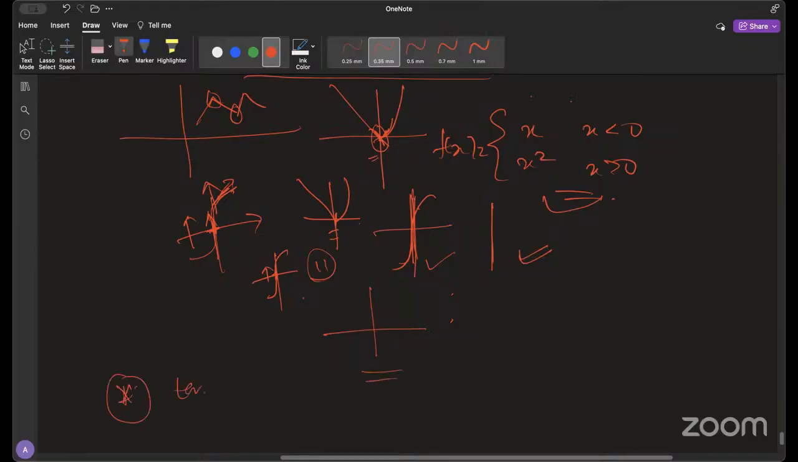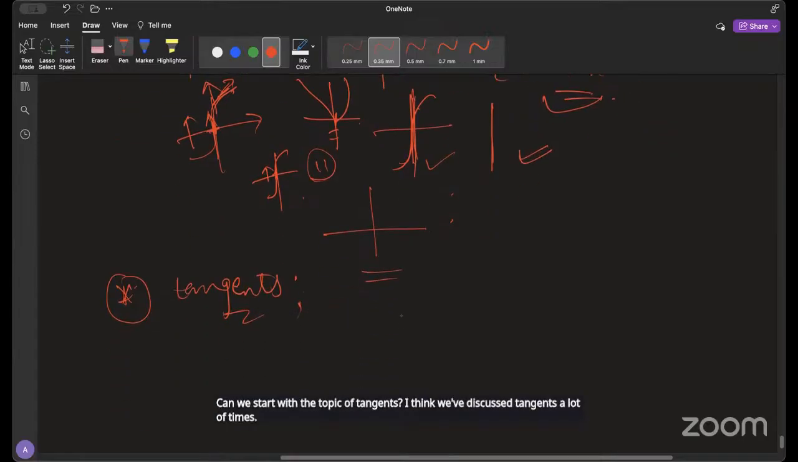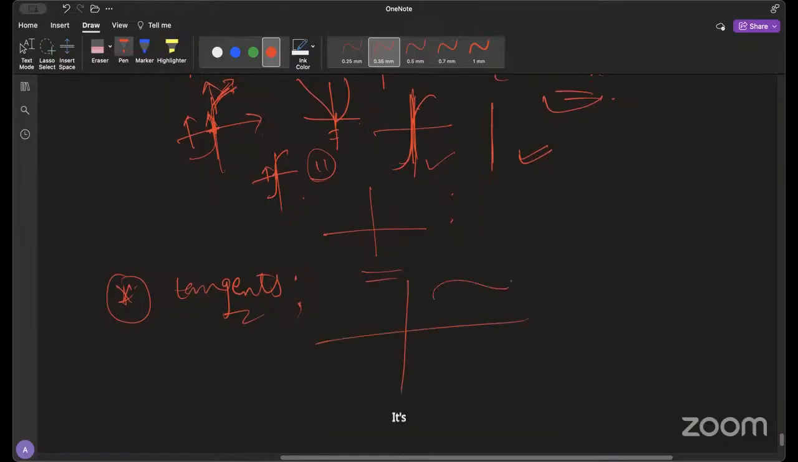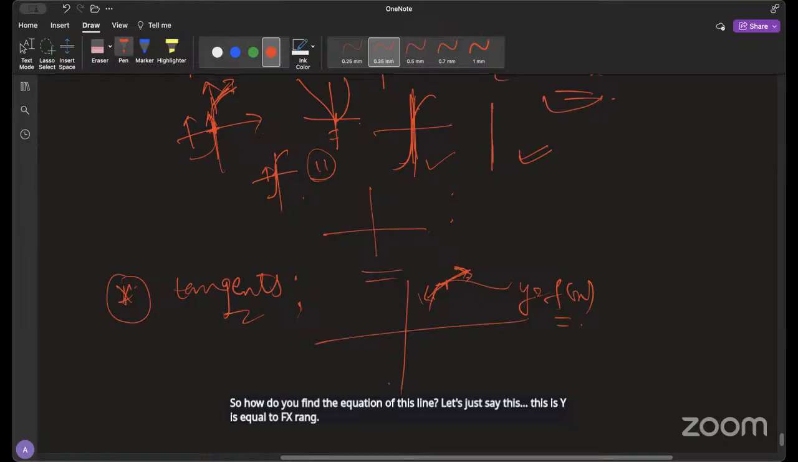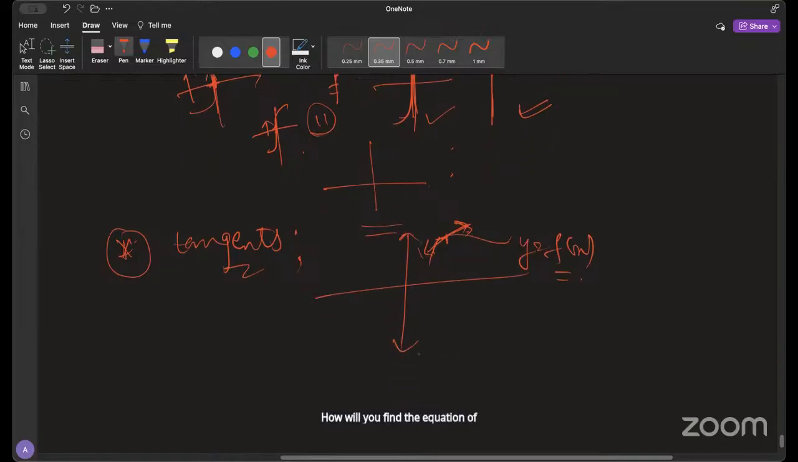And we start with the topic of tangents. I think we've discussed tangents a lot of times. It gives you the direction of your graph at this point. This is your tangent. It's a line basically, right? So how do you find the equation of this line? Let's just say this is y equals f(x) graph. How do you find the equation of this tangent line?